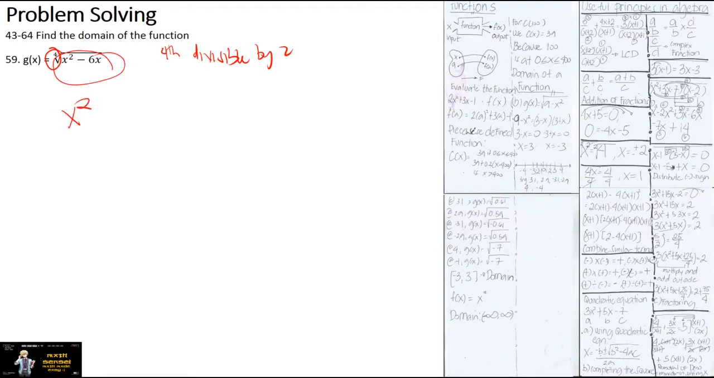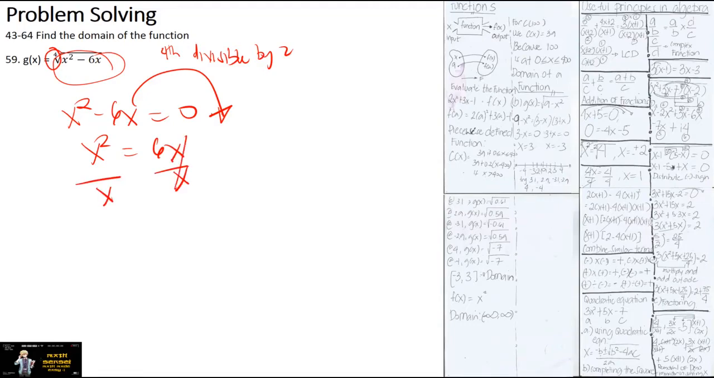Kung ano yung mag-equal sa 0, kukunin natin. Huwag nyo lang sanang gawin to, ha. Transpose 6x, divide yung x, cancel, tama naman, x equals to 6. So mali.